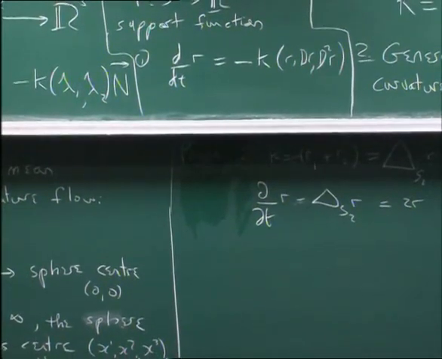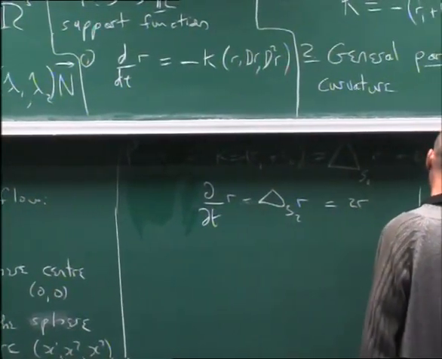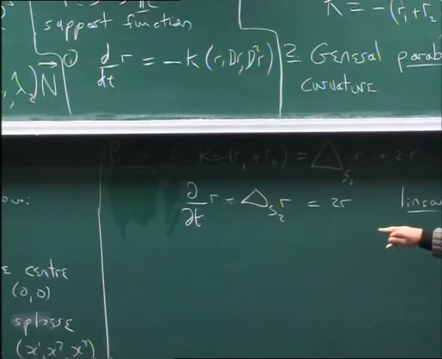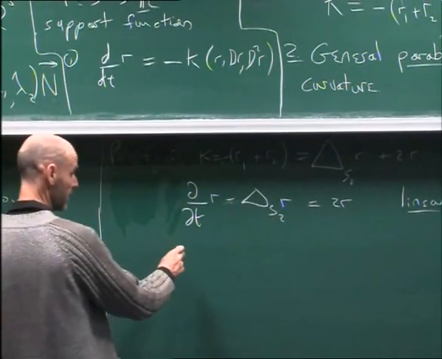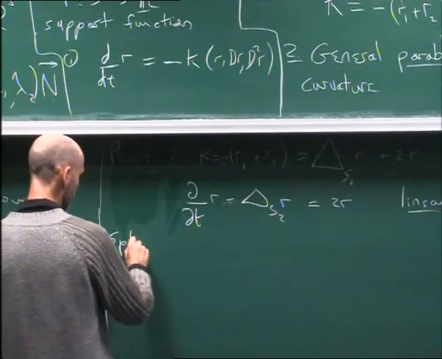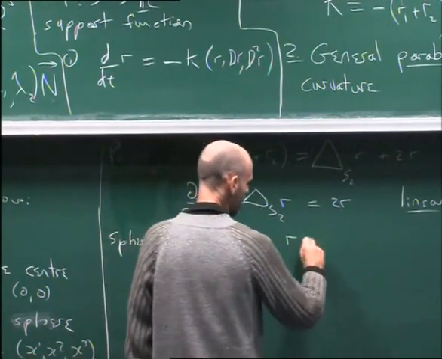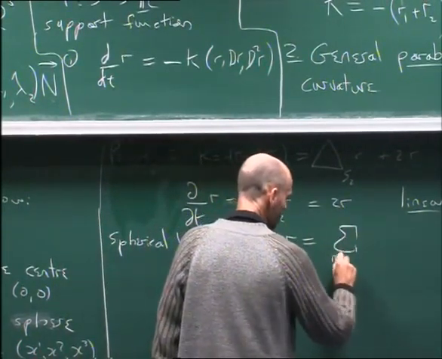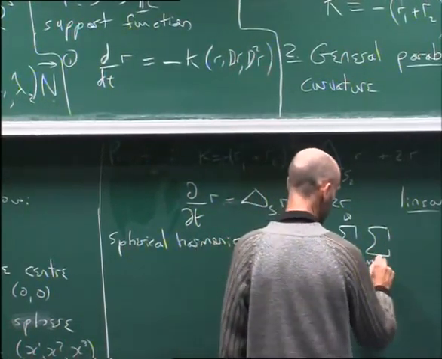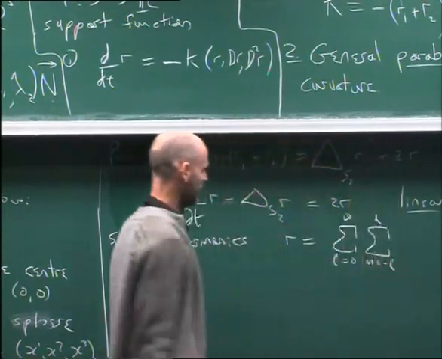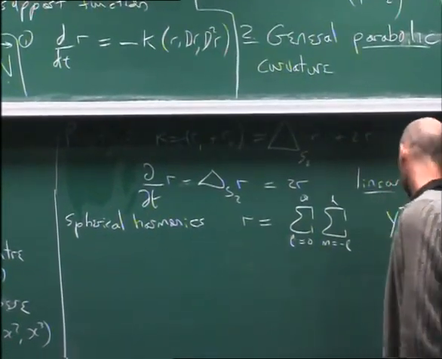And now it's a linear equation. So when I said fully nonlinear in the first case, this is the one case where it actually linearizes completely in the support function. Now, because it's linear, you can express everything in terms of spherical harmonics. R is a map from the 2-sphere into the reals, so you can project everything onto spherical harmonics. You can break this down into a sum, usually L from 0 to infinity, m equals minus L up to plus L, of your spherical harmonics Y_LM, which are functions of theta and phi.